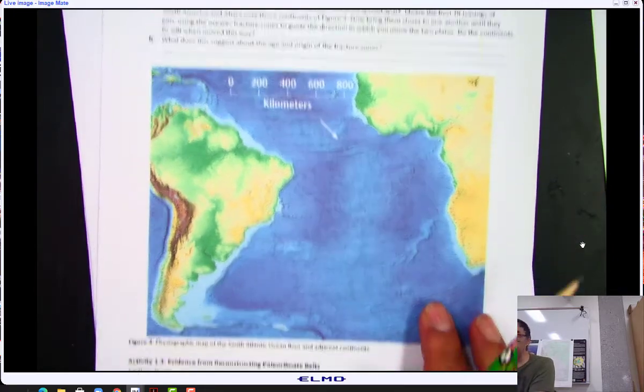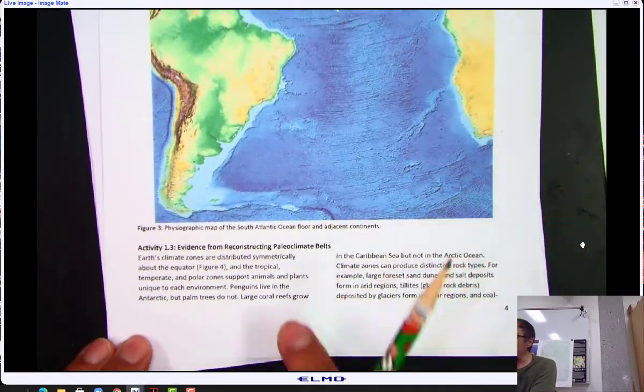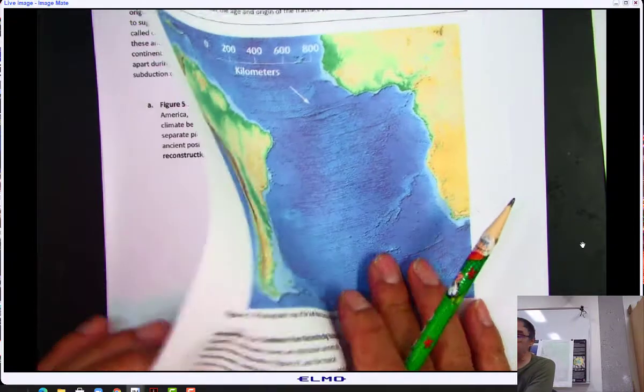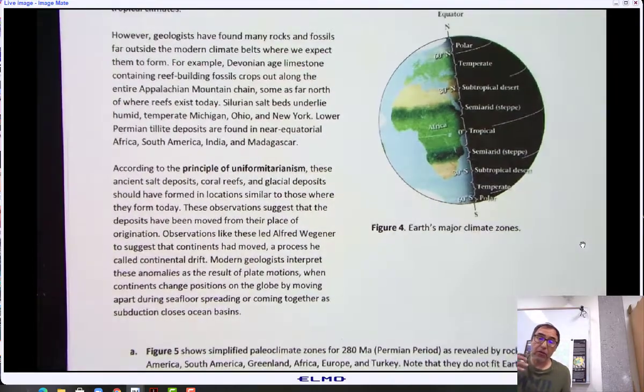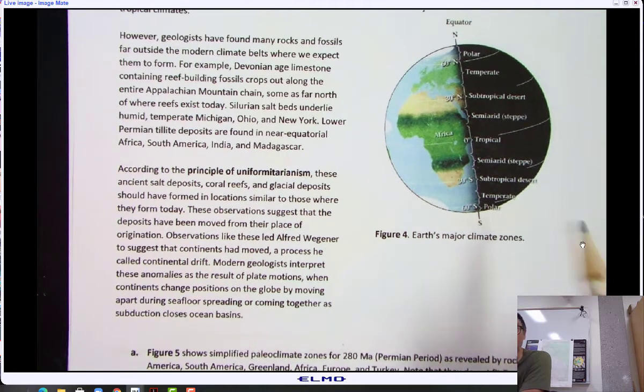All right, so the next part here for activity 1.3 is kind of the same deal. It's going to talk about these climate zones. And that's one thing that Alfred Wegener looked at in the early 1900s. He saw that certain rocks, certain fossils would form in particular latitudinal positions, climate zones. In fact, he was more of a meteorologist, more of an atmospheric scientist rather than a geologist. That's why we're so interested in the glaciers, right?